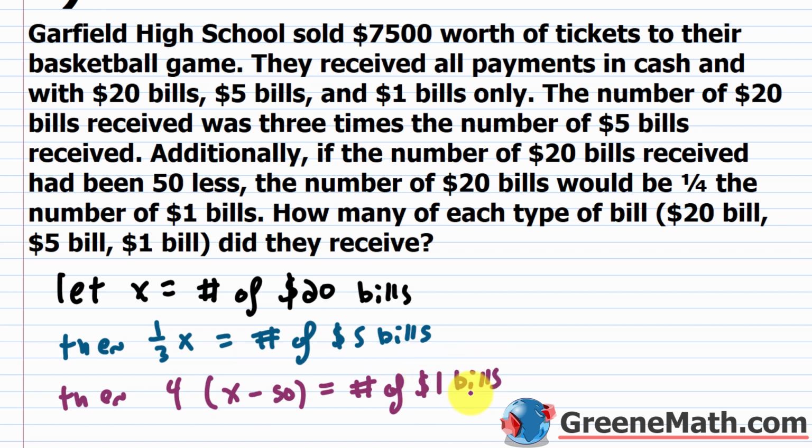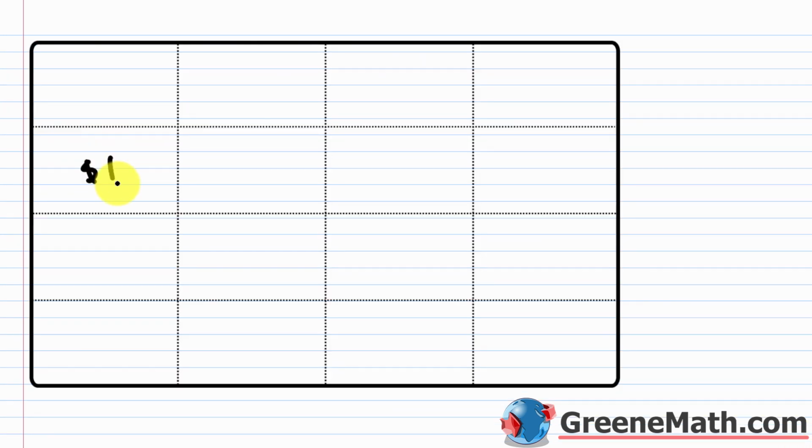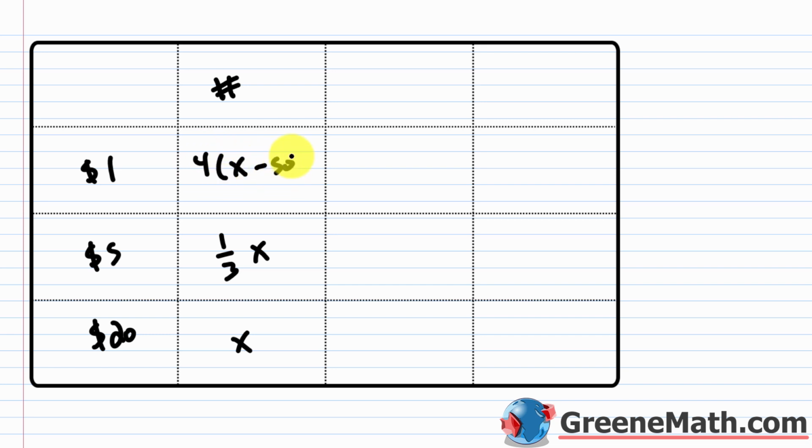All right, so similar setup. Again, the total value here, or the total amount that they're taking in, is $7,500. So I'm just going to set up a little table so everything is organized and nobody gets lost. So we're going to put in the $1 bill, the $5 bill, and the $20 bill. Let's put the number. In this case, we put this as x, we put this as 1/3 x, and we put this as 4 times the quantity x minus 50.